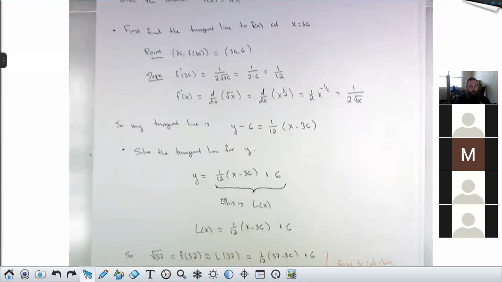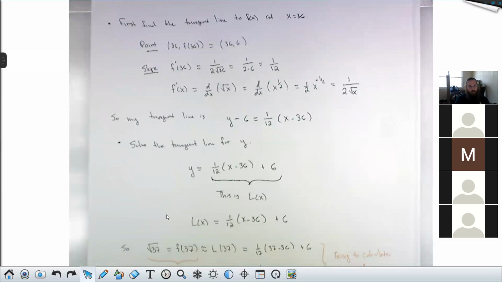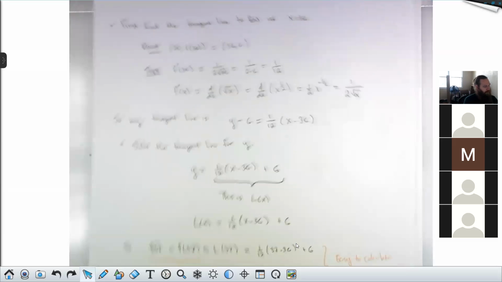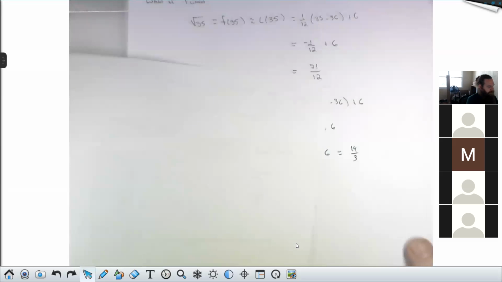Okay. So there will be a problem on exam 2 where I say calculate the linearization for such and such function at such and such point. This is what you need to give me there. So let's go ahead and kind of wrap this up a little bit.